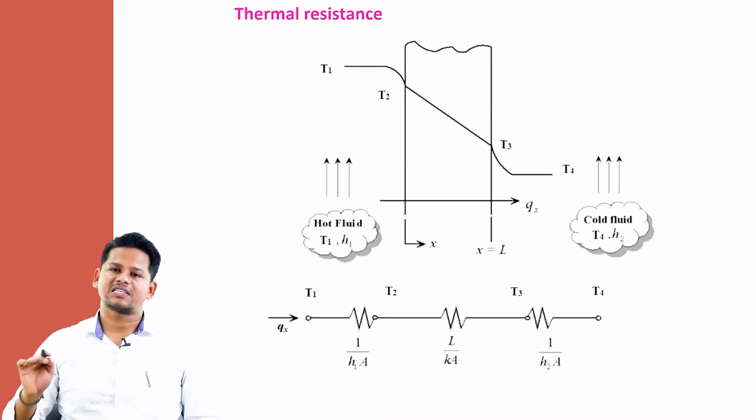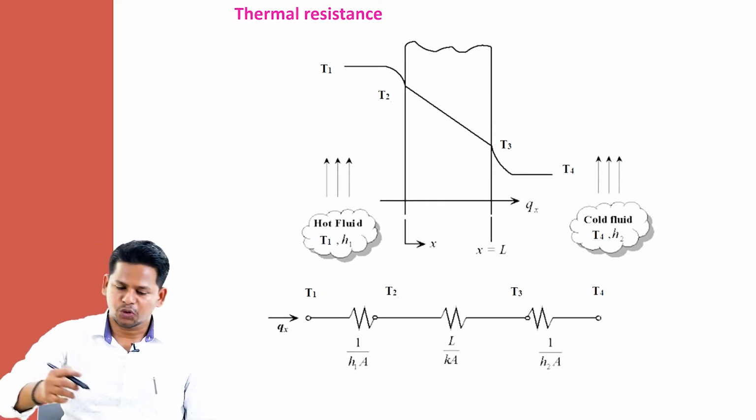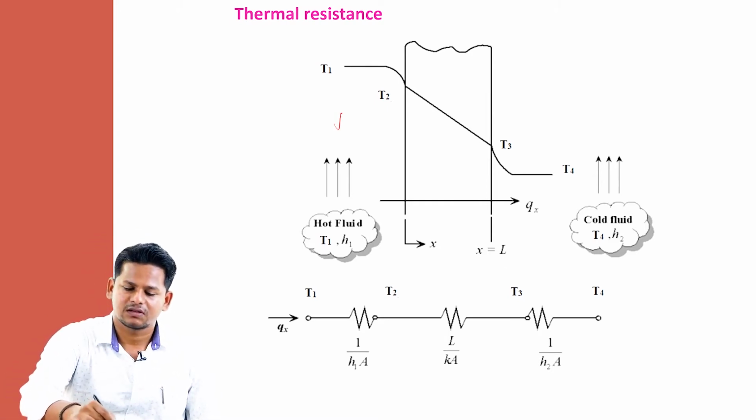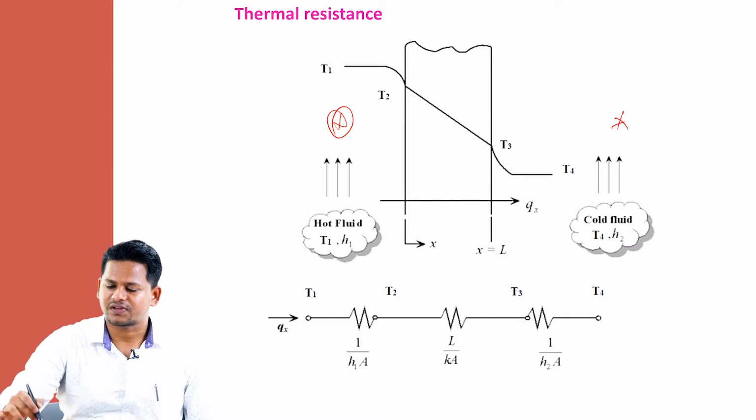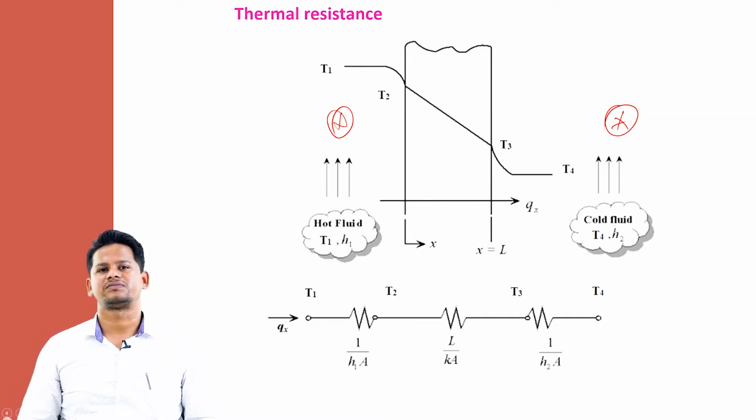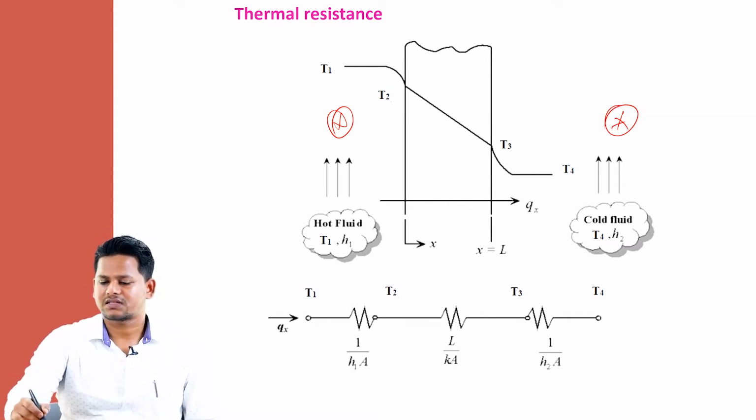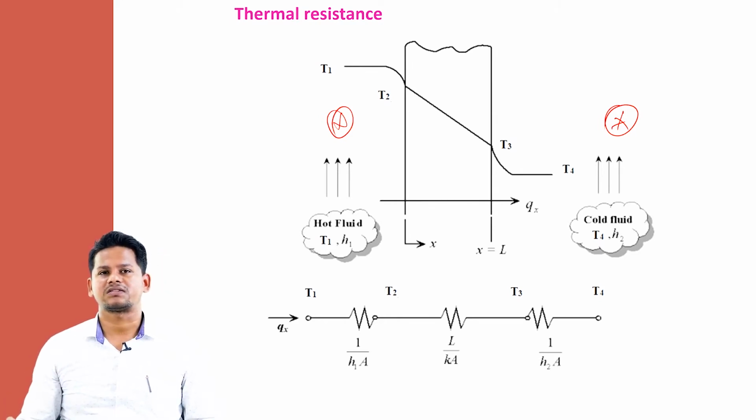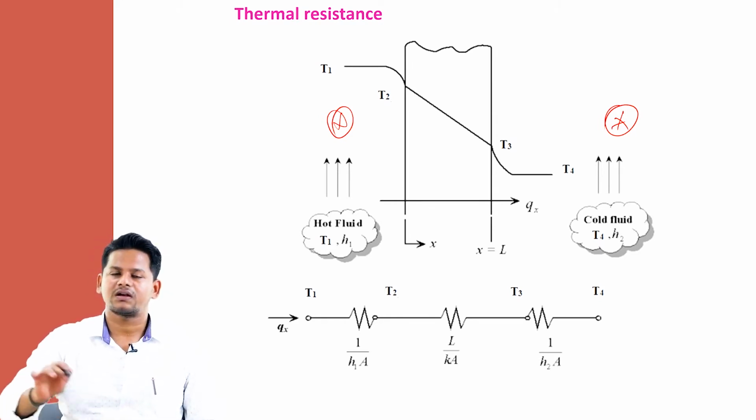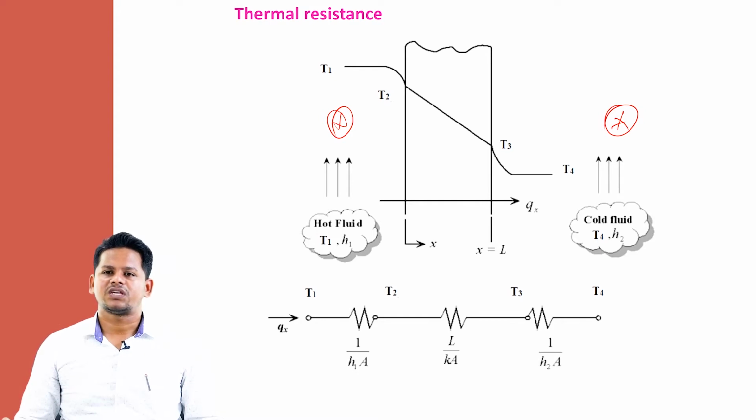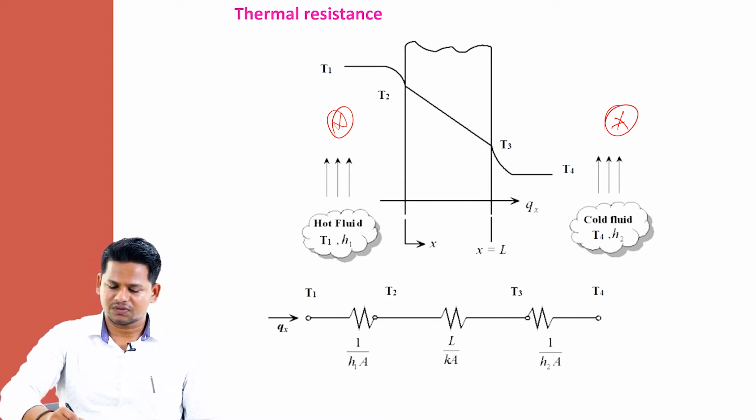Suppose for the same application, let us assume you have convection. You are passing hot air at one surface and cold air at the other surface. What will happen in this condition? Since we are already discussing this R, thermal resistance, if you have only one plane wall, you have only one conduction, directly we can go with this.